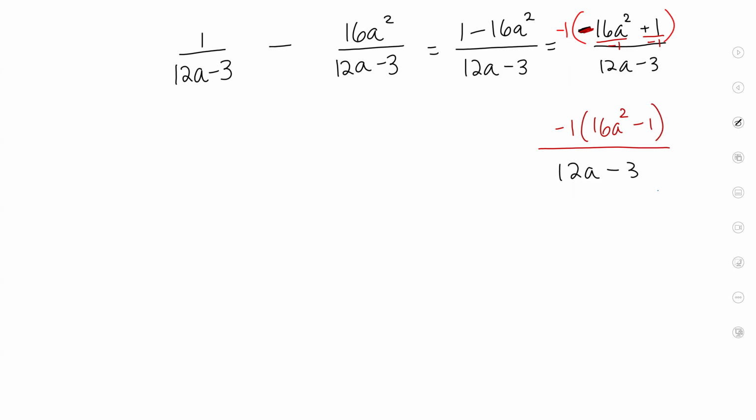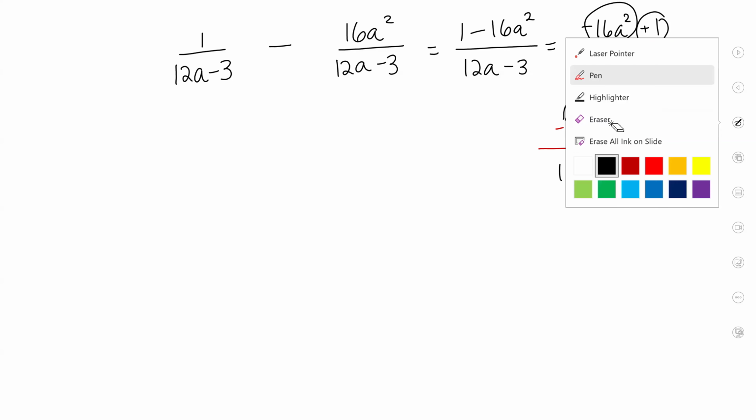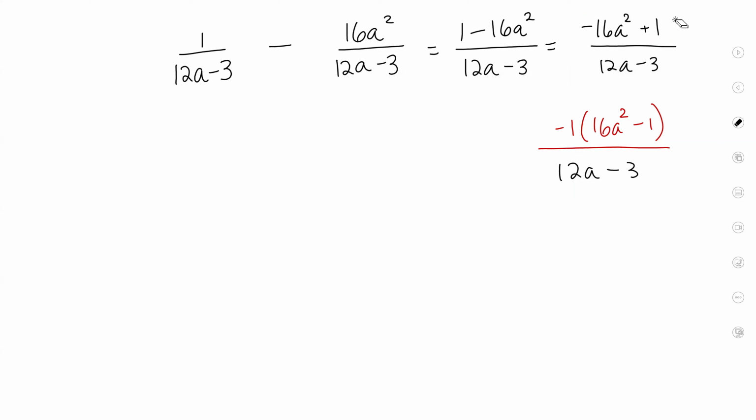I can get back what I started with. Let me show you. -1 times 16a² is -16a². -1 times -1 is a +1. This is how I'm rewriting the numerator so that I can factor it. Okay, now you can either do an eye chart or you can do the square root method. The square root of 16a² is 4a. So you'll get a 4a and a 4a plus 1. That's how you can rewrite the numerator.